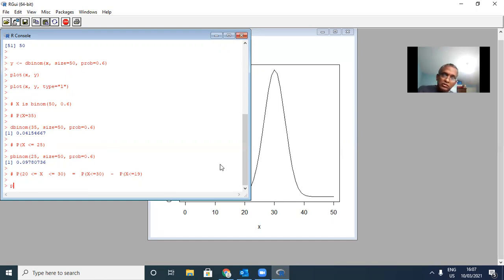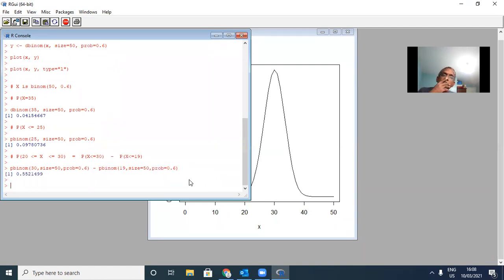And the first probability on the right-hand side, you can compute it as this. And the second probability on the right-hand side, you can compute it as this. All right, so the answer is 0.552, etc. So that's the probability that x is between 20 and 30.